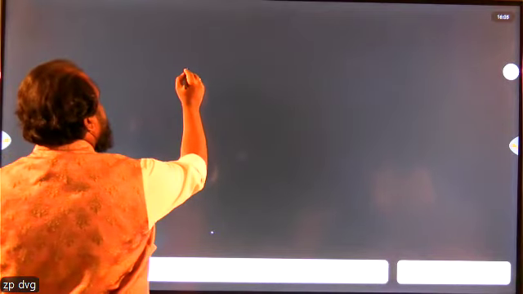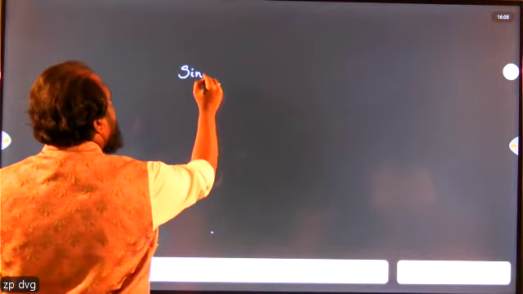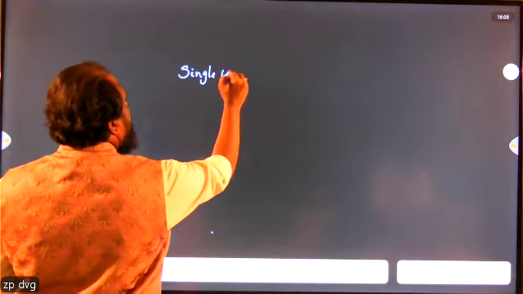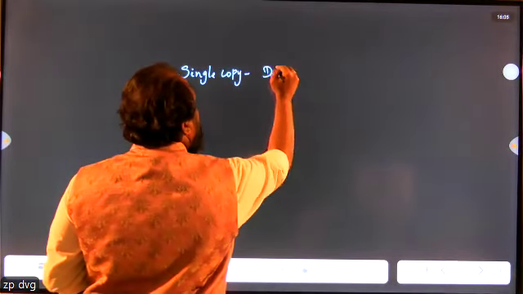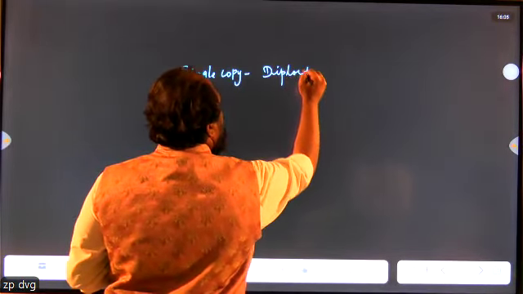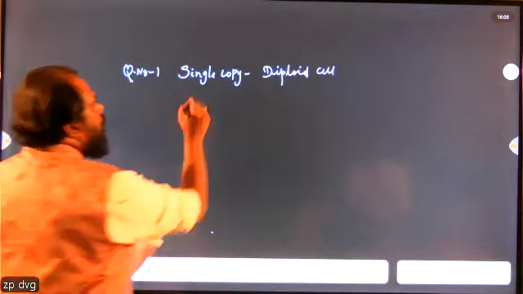Okay, let's start solving questions. Question number 1. A condition where a certain gene is present only in a single copy in a diploid cell is called. The keyword you should understand in question number 1 is "in a diploid cell". Hope you understand. We are solving question number 1.